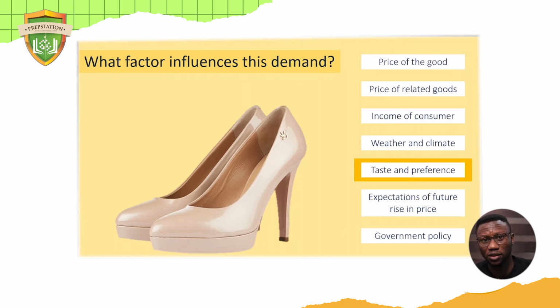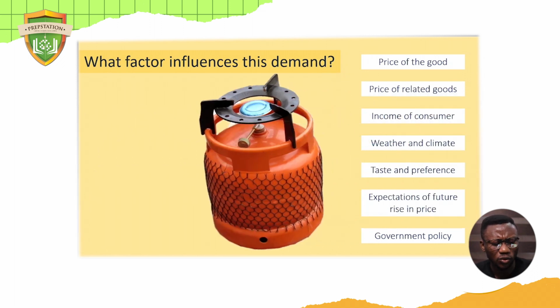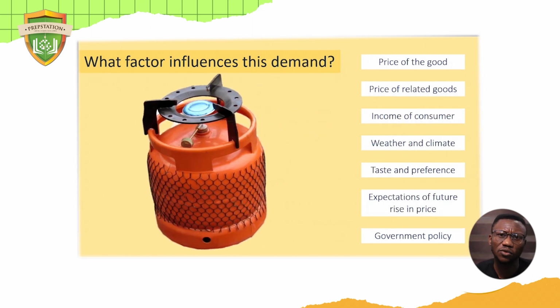But it's not only limited to shoes, but even to clothes, to everything you buy. Sometimes you just love it. Maybe the house you live in right now, your dad bought it because your dad just simply likes the environment or likes the structure of the house. Taste and preference.